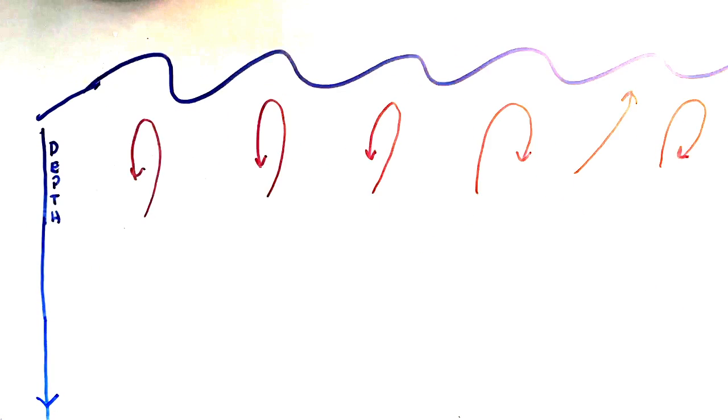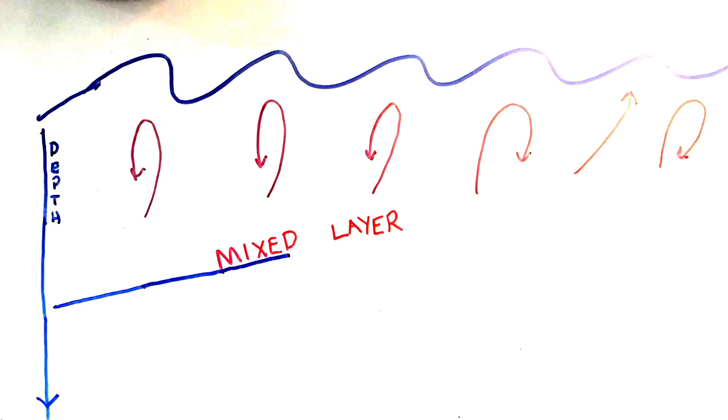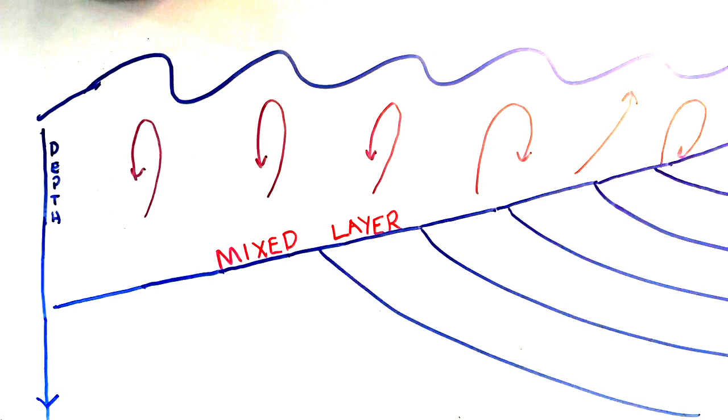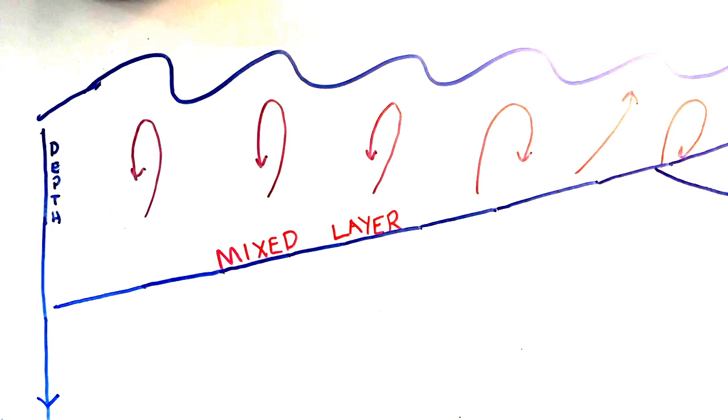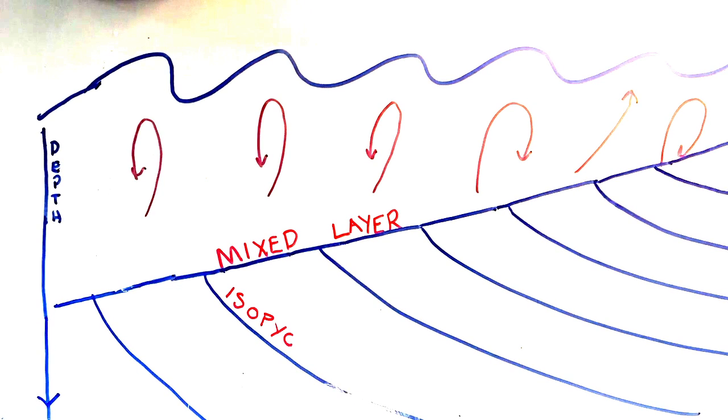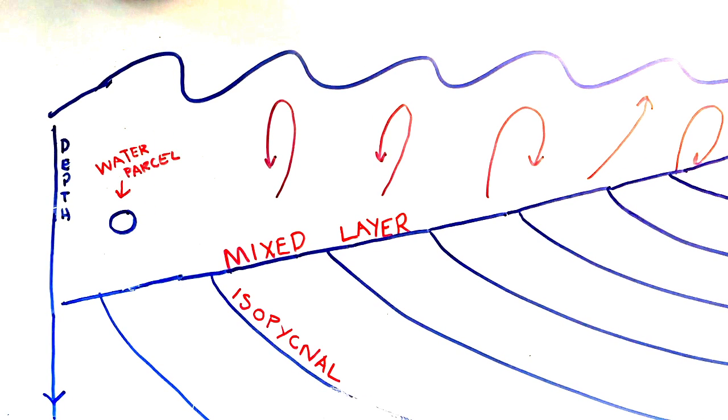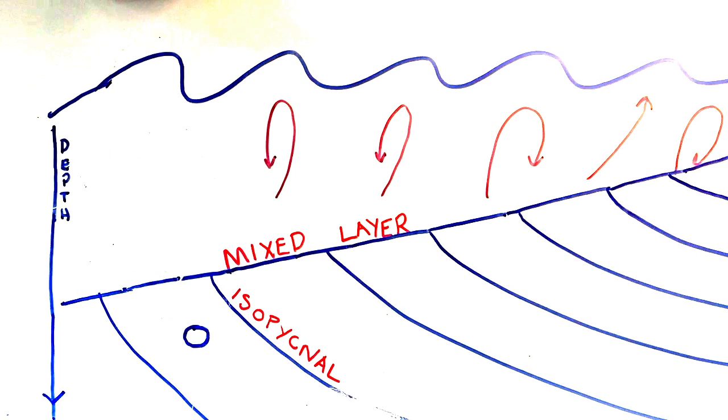The surface waters of the ocean are generally well mixed in terms of temperature and density and are called the mixed layer. Below the mixed layer, the ocean stratifies into layers of water that are uniform in density. These are isopycnals. Water parcels full of dissolved oxygen move from the mixed layer into and along their respective isopycnals.